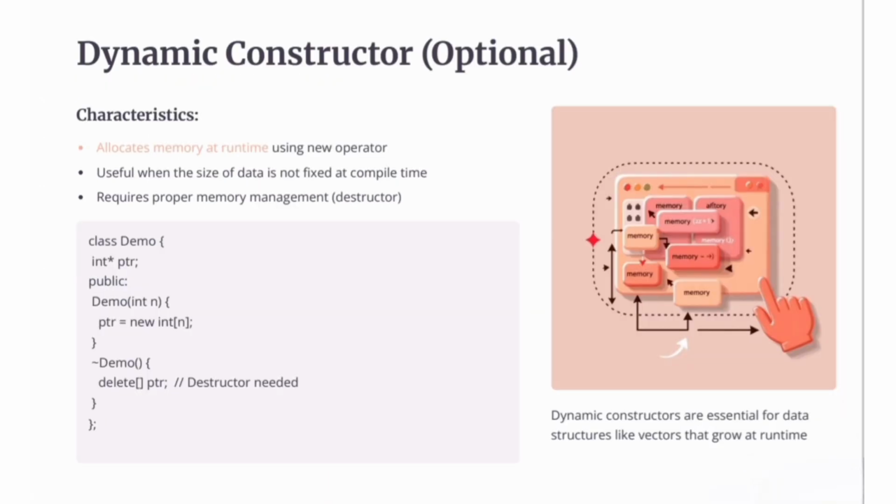Dynamic constructors. It allocates memory at runtime using the new operator. It is useful when the size of data is not fixed at compile time. It requires proper memory management. In this example, the constructor creates an array of size n during program execution. Since memory is created dynamically, we also need a destructor to free that memory and avoid memory leaks.